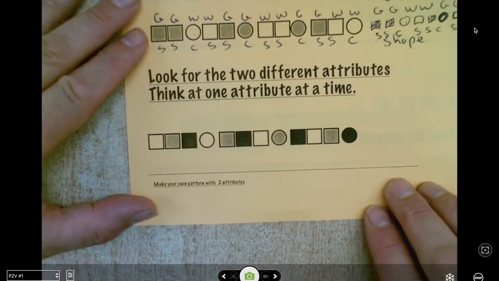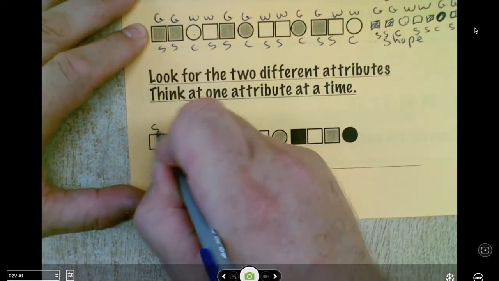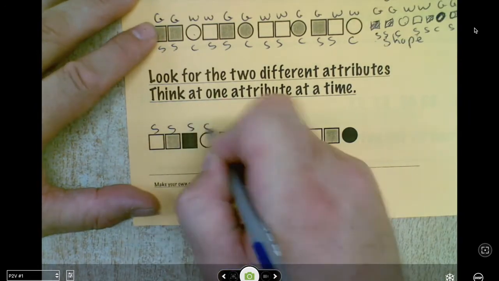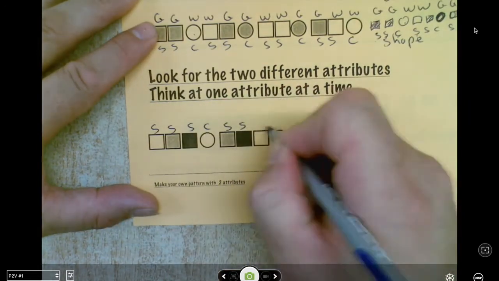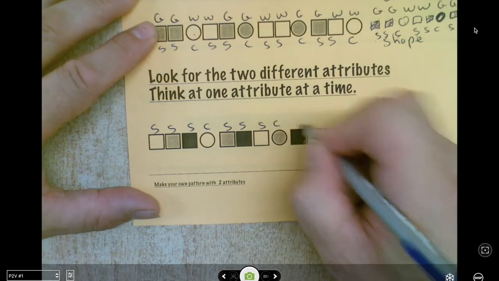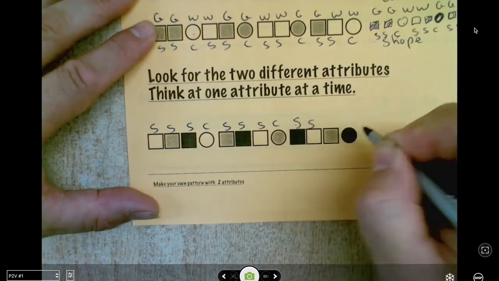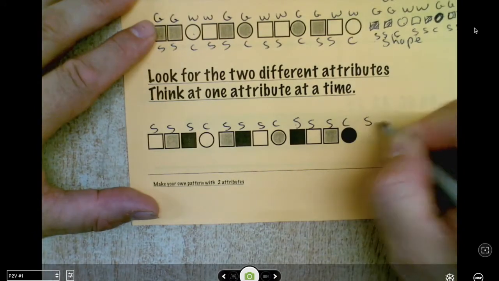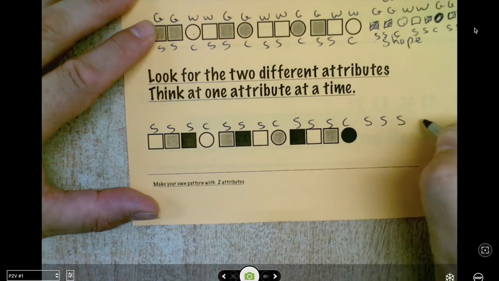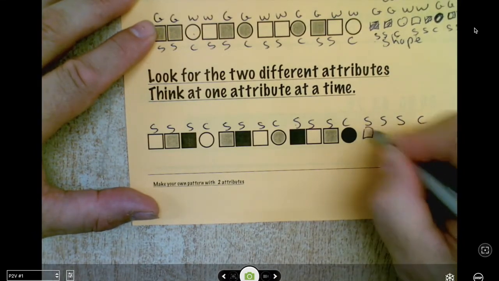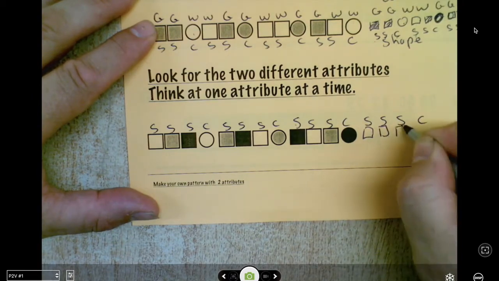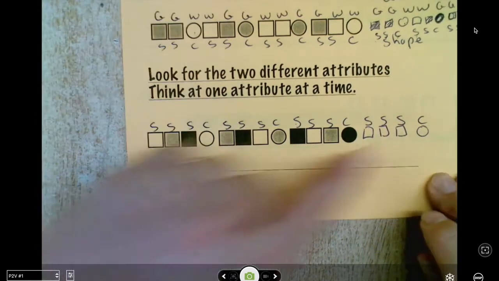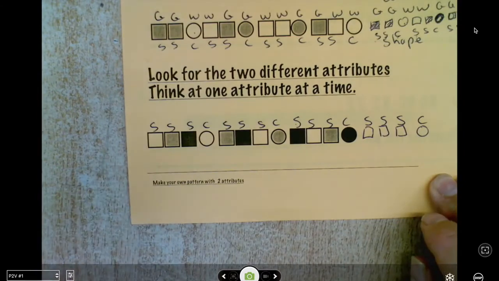Now, here's another example down here. Again, I'm just going to do shape. Square, square, square, circle. Square, square, square, circle. So I need a square, a square, a square, and then a circle. I usually do all the shape first, and then I worry about the color later.